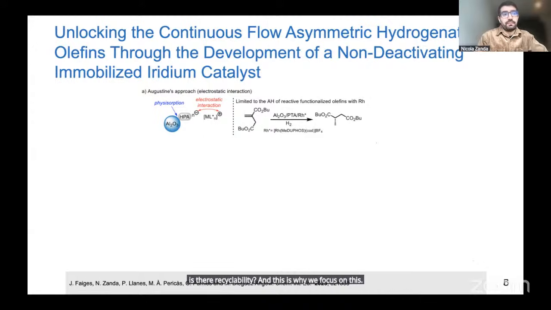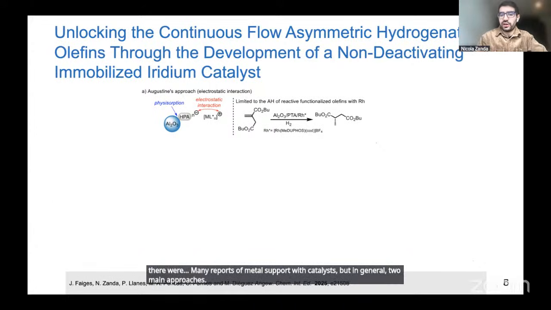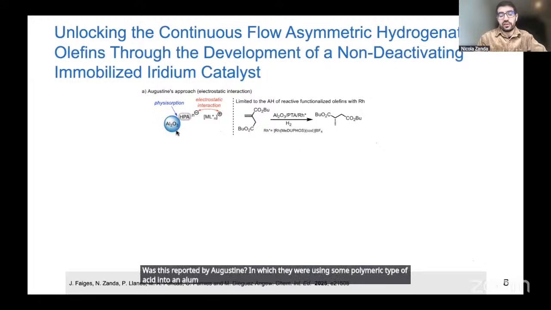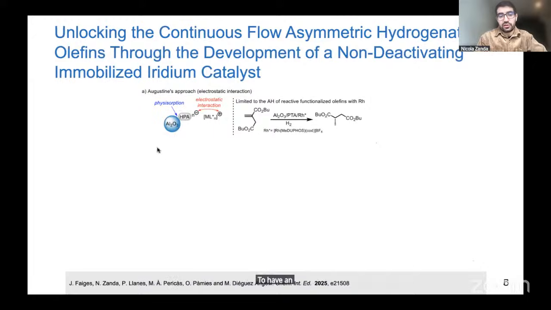There were many reports of metal-supported catalysts, but in general, two main approaches were used for asymmetric hydrogenation. One very interesting approach was reported by Agustin, in which they were using some polymeric type of acid on an aluminum oxide support to have an ionic charge on the support, which by electrostatic interaction was keeping the rhodium catalyst loaded in the support. The main limitation of this approach in the reduction of alkenes was that activated alkenes must be used in this transformation to achieve a proficient system.